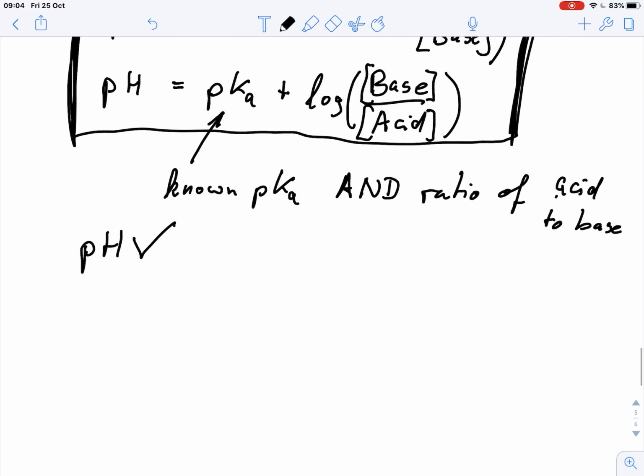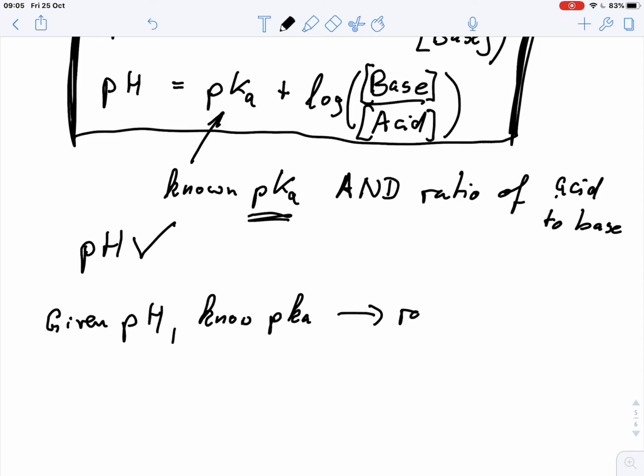Or we can also say, if we want to have a given pH, and we know the pKa, we can figure out what is the ratio of acid to base or base to acid, whatever we want.